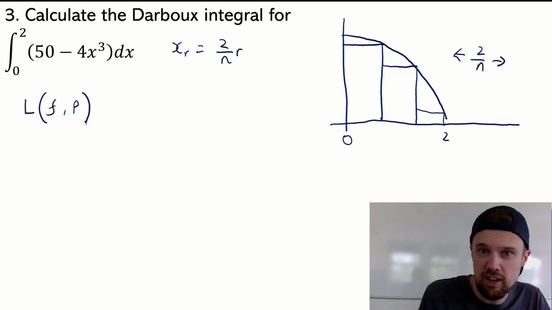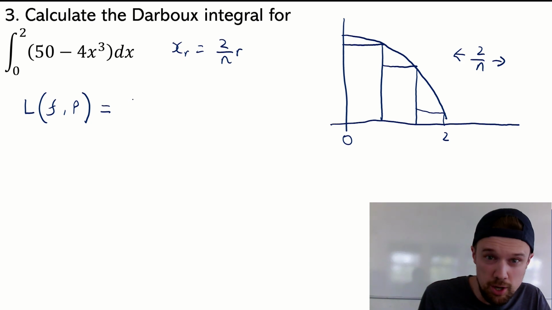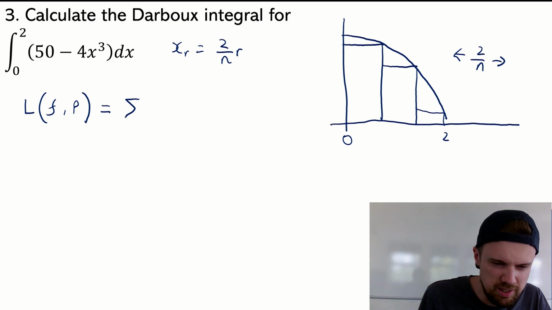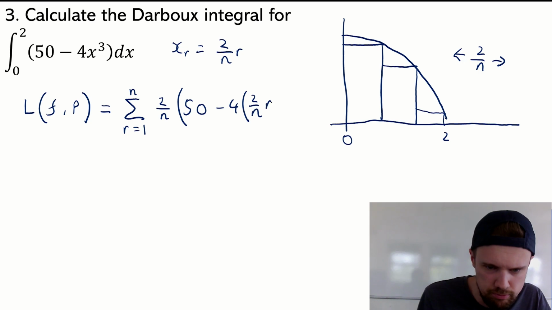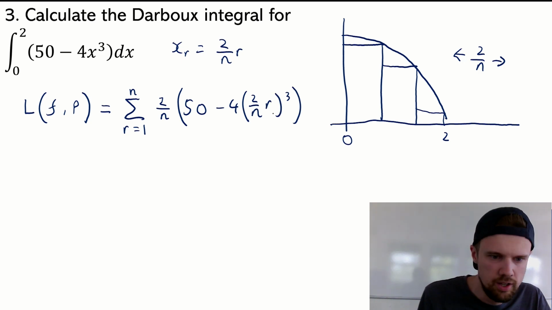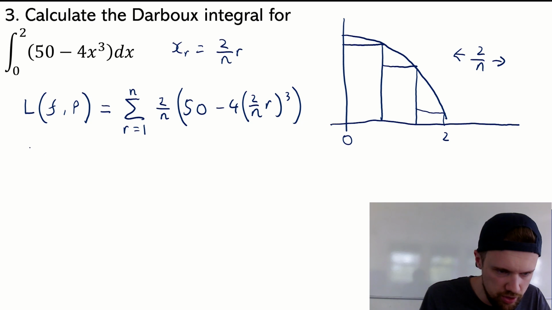I haven't defined what f and P are. I technically should do that. I'm not going to, because I don't want to, but that's something you should technically do. But anyway, the lower Darboux sum, given by the fact I've written the letter R, L there, sorry, would be the sum from r equals 1 to n of the base of each rectangle, which is 2 over n, times by the y-coordinate. And the y-coordinate would be 50 minus 4 lots of our x-coordinate cubed, but our x-coordinate is 2 over n lots of r. So there we go. We've now got to work out what that is.